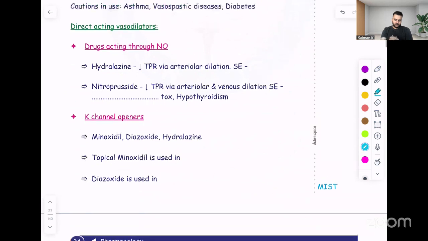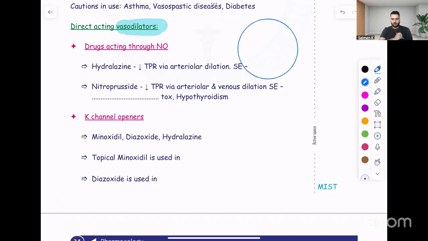Next is drugs which are vasodilators. That means this is a blood vessel. Okay, this is a blood vessel. Now, what can be there on the blood vessel? There can be a channel called potassium channel. Now, you know there is an endothelial layer here. Endothelial layer has something called nitric oxide. Next, there is a calcium channel.